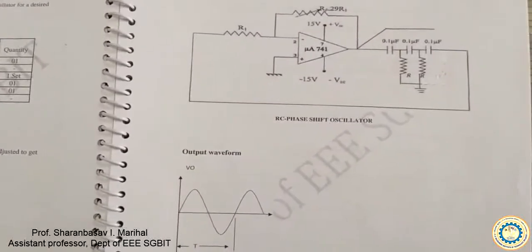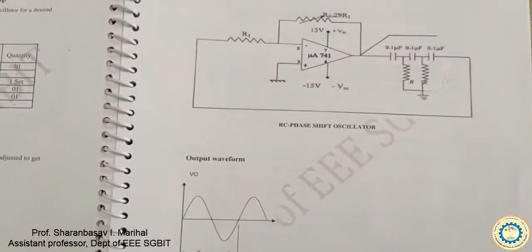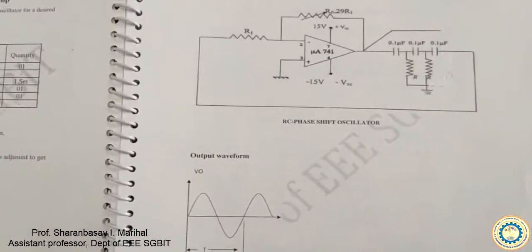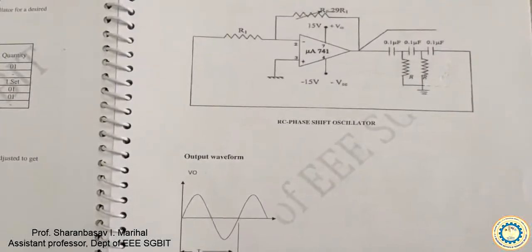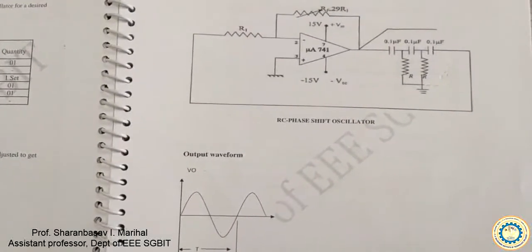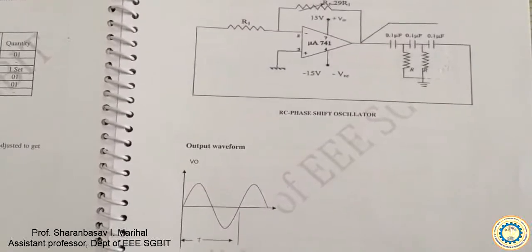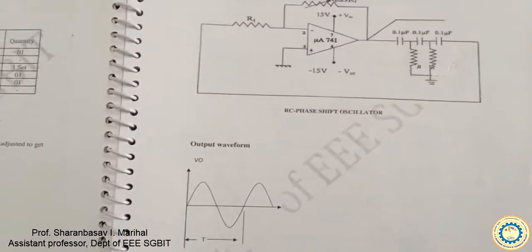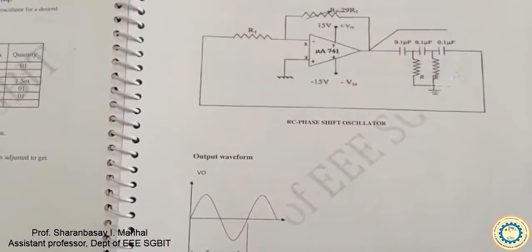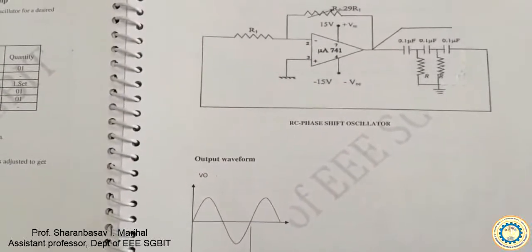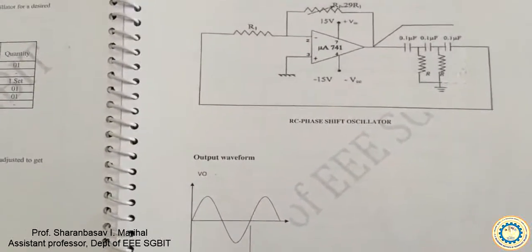So like that we have 3 pairs of R and C, and one R of the RC network is considered to be the input resistor R1. R1 is nothing but a part of the feedback network. So each RC combination is going to give a phase shift of 60 degrees.